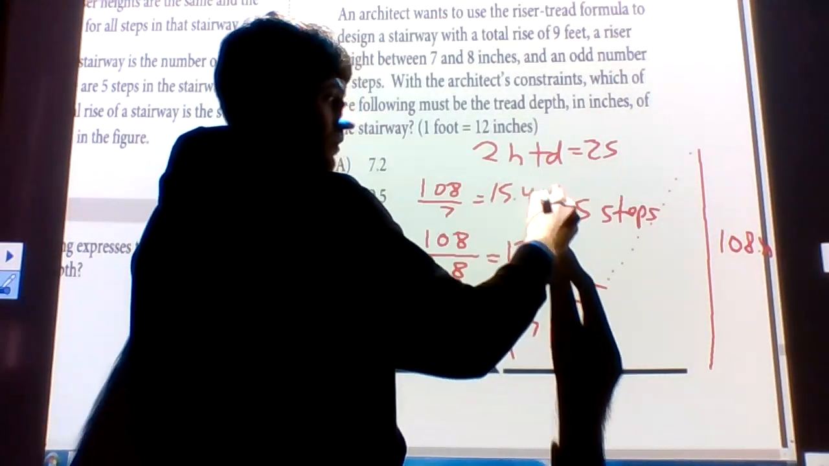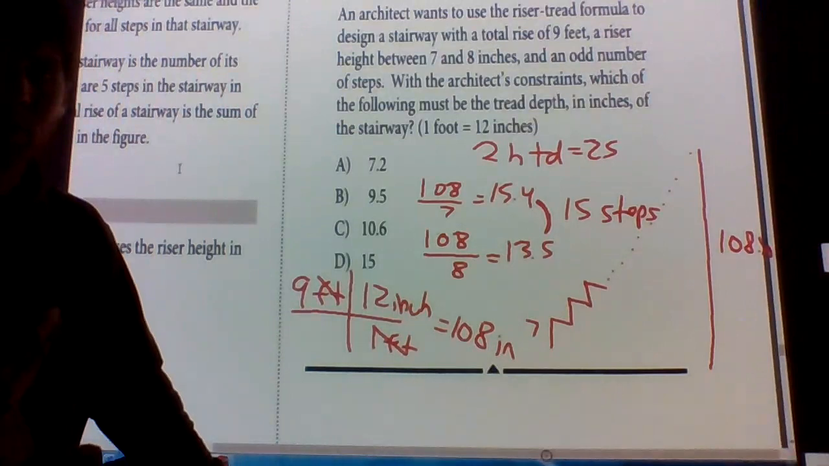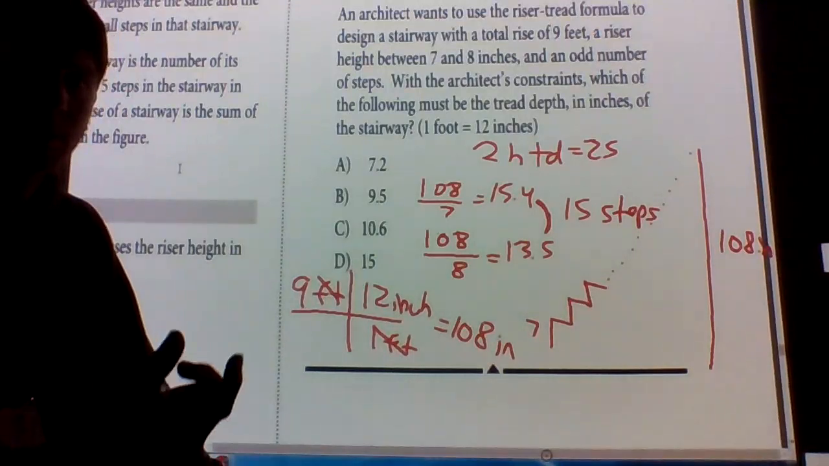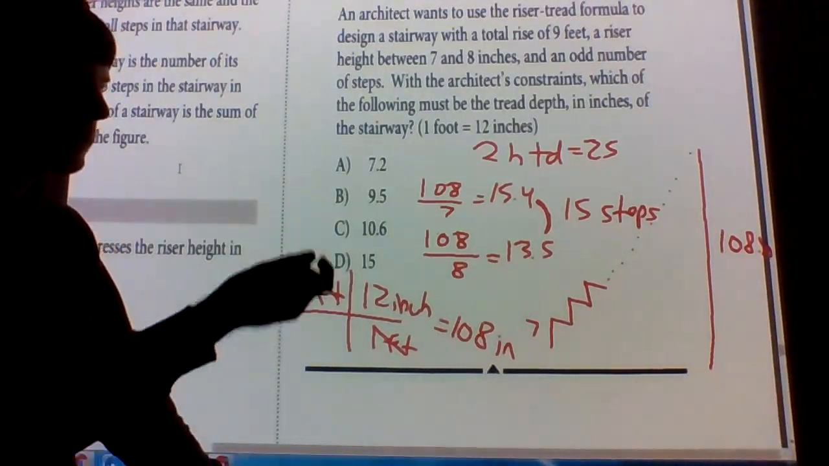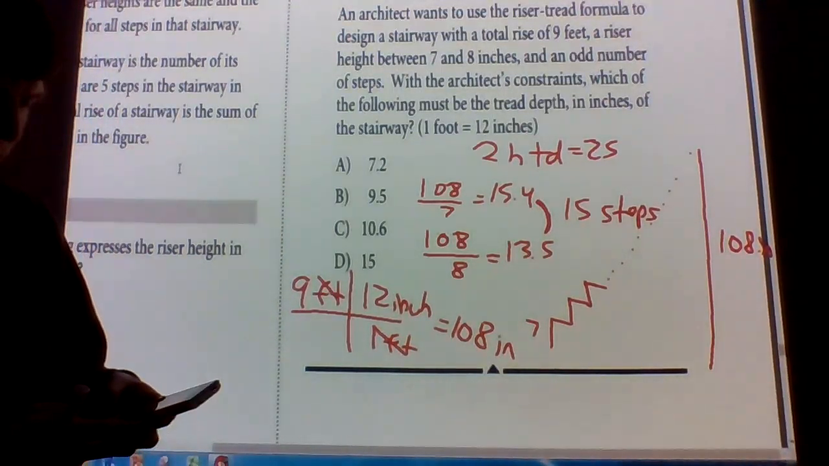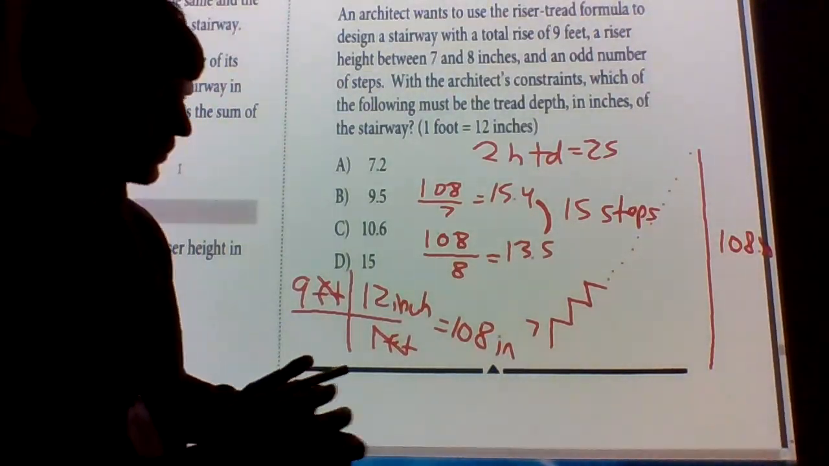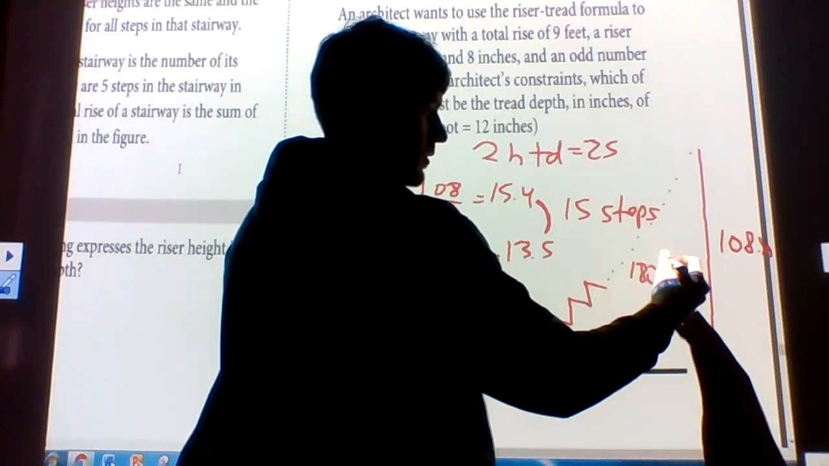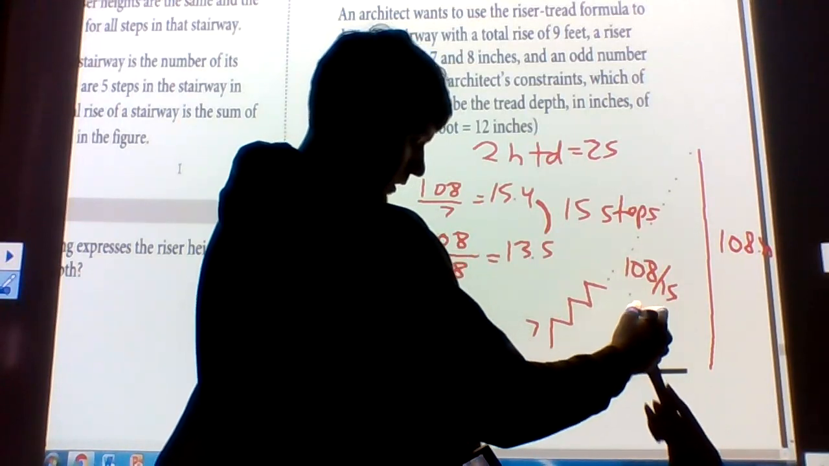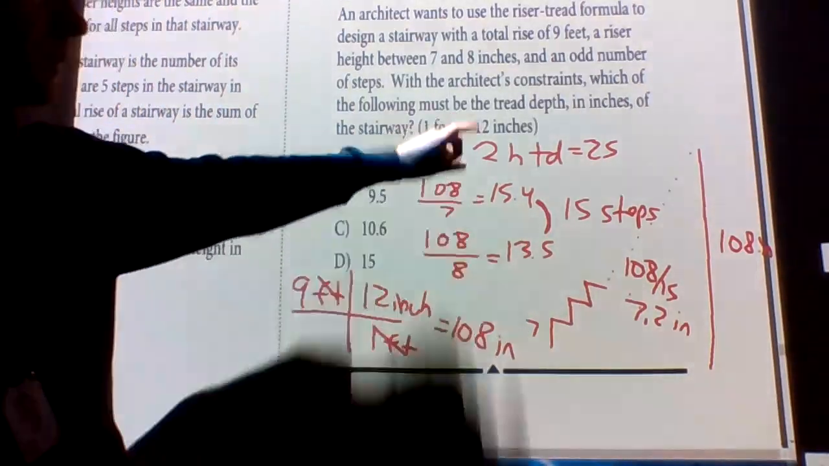Okay, we need a number that's between 15.4 and 13.5 that's a whole number, right? You can't have 15.4 steps. You want a whole number for steps, so it's either 14 or 15. Okay, 14's even, so we've got to go with 15. We can then do 108 inches divided by 15 steps, which is going to give us a height for each step of 7.2 inches. So each step is 7.2 inches tall, and now we want the tread depth.